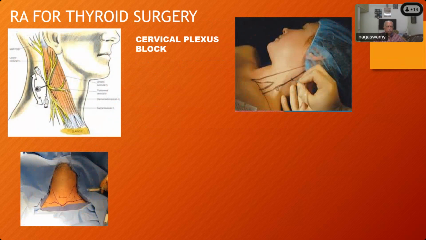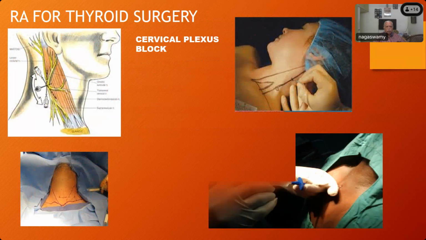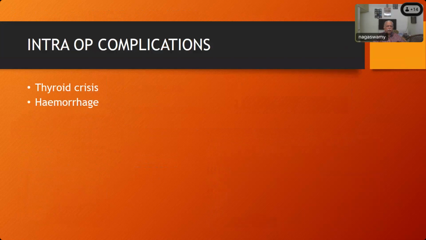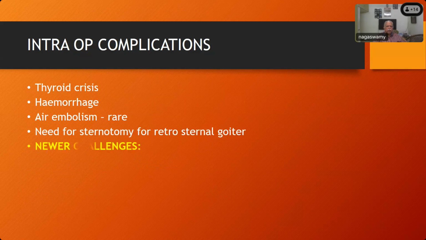You have to give both superficial and deep cervical plexus block, or you can give a cervical epidural also, as you see in this picture. Then thyroid crisis, hemorrhage, air embolism, and the need for sternotomy if retrosternal goiter are the common drop complications.